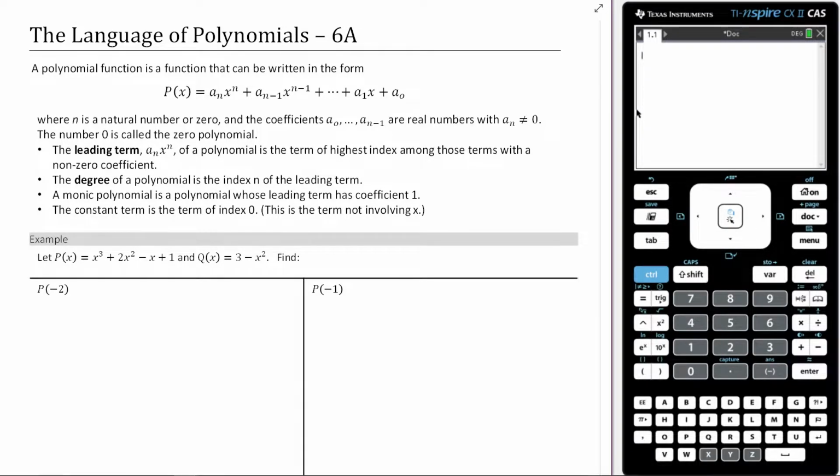Welcome. So in this lesson, we're going to begin talking about the language of polynomials, and this is exercise 6a. So a polynomial function is a function that can be written in the form this right here. Now this looks awfully complicated, so let's give an example just to help us understand what it is.